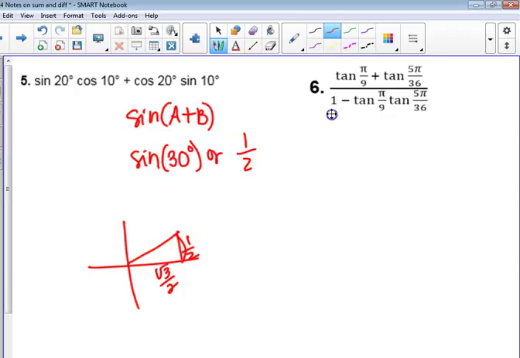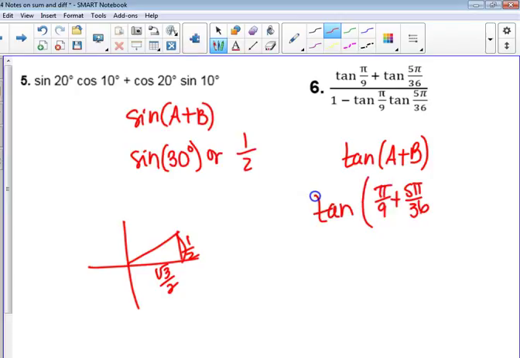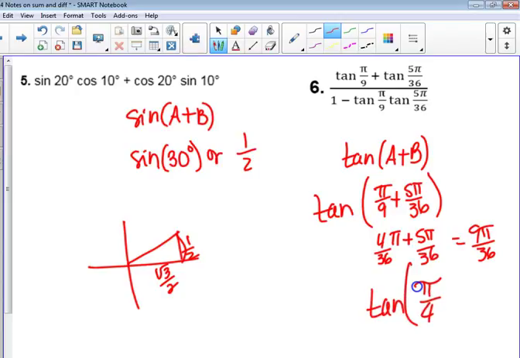Tangent plus tangent, a plus b. Okay, so I need pi over 9 plus 5 pi over 36. This is 4 pi over 36 plus 5 pi over 36, which is 9 pi over 36, which is pi over 4. That simplifies, you should know that one. It's 1.